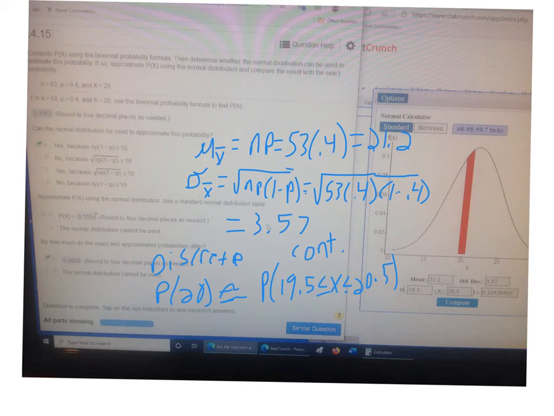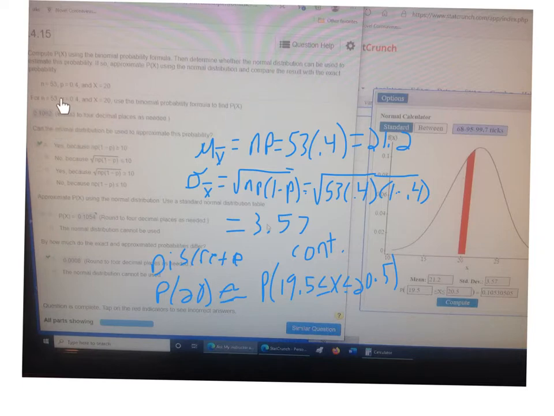I got your question. Let's see, this is chapter 7, section 4, I guess, number 15 out of the book. You're asking about this part here. How do you find P of X? So you compute P of X using a binomial probability formula to determine where the normal distribution can be used to estimate the probability. So approximate P of X, if it's possible.